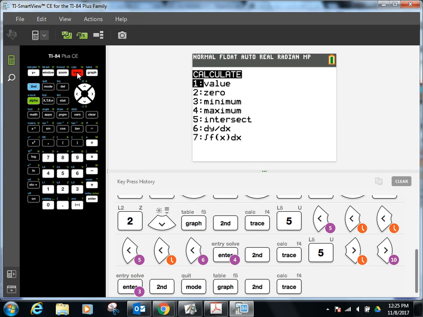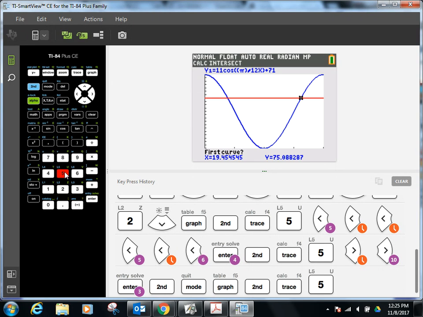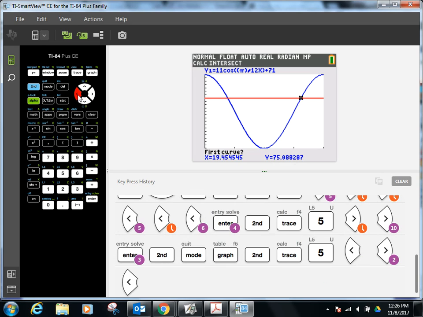And I would like which choice here? Good choice. 5, intersect. Now a blinking spider should come up somewhere. You hit your left and your right arrows to get it as close as possible to the first point of intersection. So I'm going to go to the right first just because it's already there. All right. So get it as close as possible.